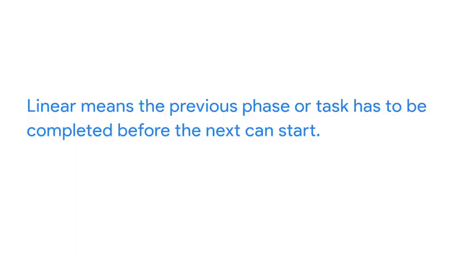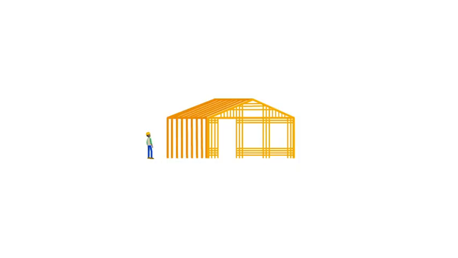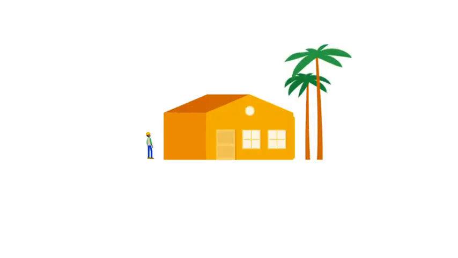Linear means the previous phase or task has to be completed before the next can start. A linear approach would work well for a project like building a house. You'd need the blueprint created before you can begin laying the foundation. You've got to know exactly what the house will look like, its dimensions, and what type and how many resources you'll need. Then you've got to finish the foundation before you put up the walls, and the walls before you put up the roof, and so on, before you have the finished project, which is a bungalow-style home.